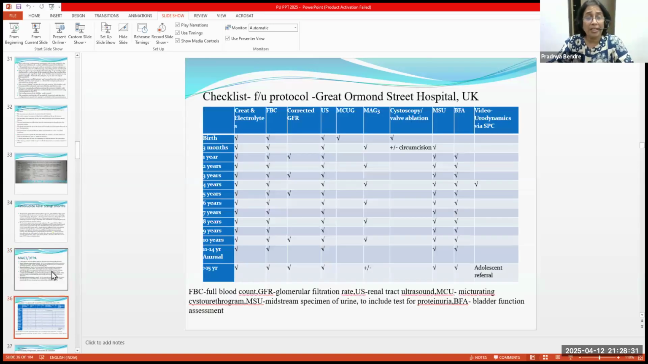Having completed the treatment and when the child is ready to go home, we must know what advice we are giving. When do you want to do the follow-up investigation? How do you know the adequacy of fulguration? And this is the protocol which we have borrowed from GOS. Here again you need to remember that every 3 months you need to do the ultrasound. VCUG is done as and when required.